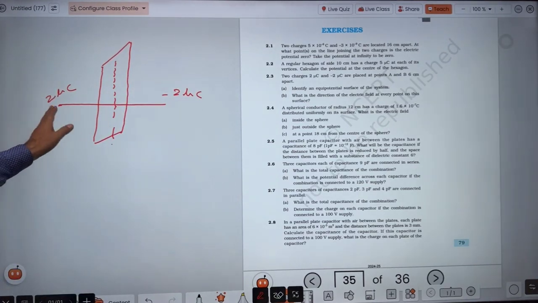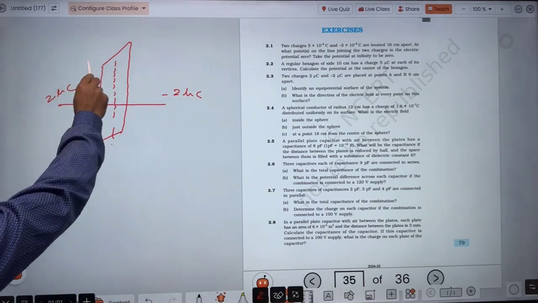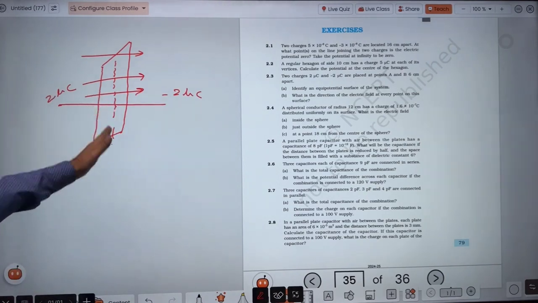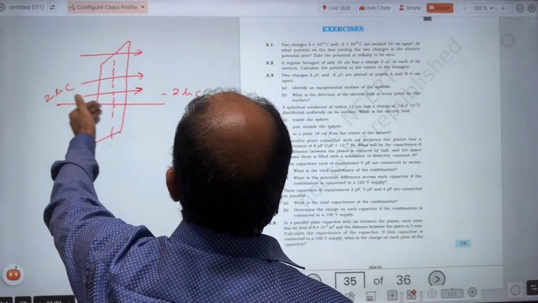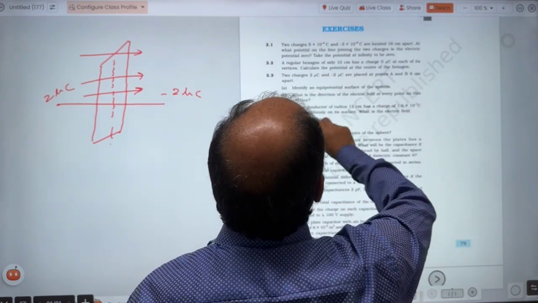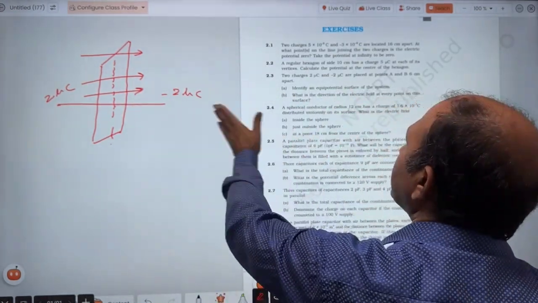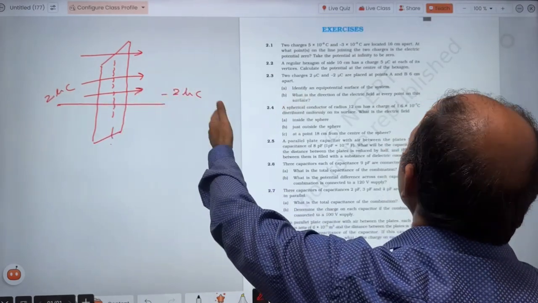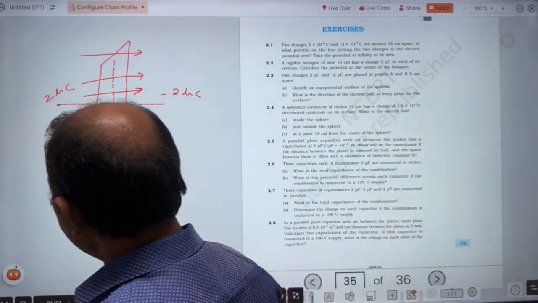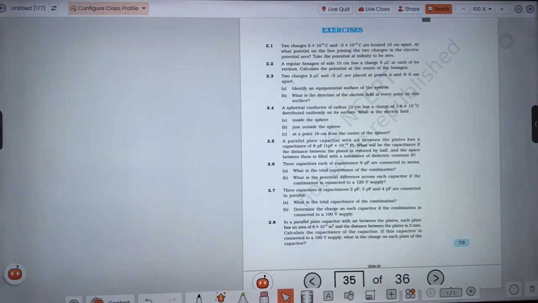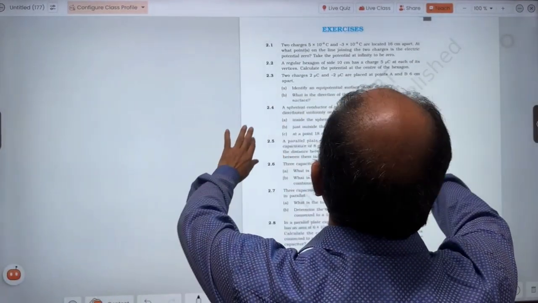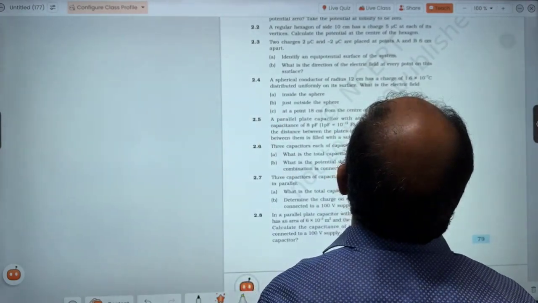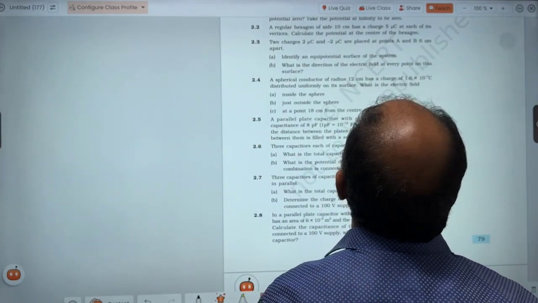Next question says, a spherical conductor of radius 12 centimeter has a charge of this much distributed over its surface. What is the electric field inside the sphere? If you remember, if there is a sphere and charge q is given to it, then total charge will go to the surface. So inside there is no charge. So there won't be any electric field inside. So E inside will be just 0. So there is no problem.